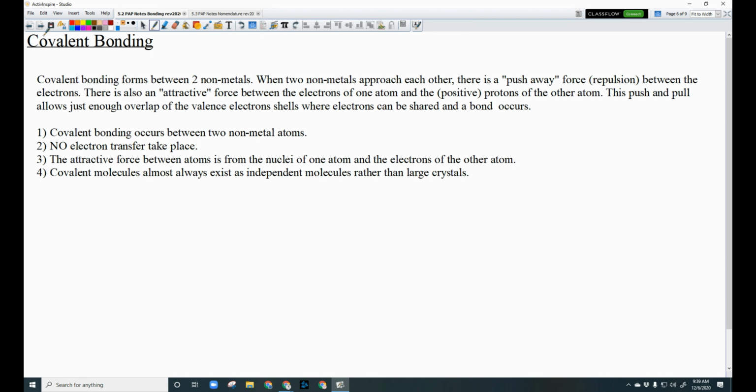All right, so covalent bonding occurs between two nonmetal atoms. I'm going over 1, 2, 3, and 4 that you need to write down. No electron transfer takes place. The attractive force between atoms is from the nuclei of one atom and the electrons of the other atom. And covalent molecules almost always exist as independent molecules rather than large crystal lattices. So you can have a single molecule of, say, sugar or carbon dioxide. Those exist as single molecules, which is different than ionic bonding.